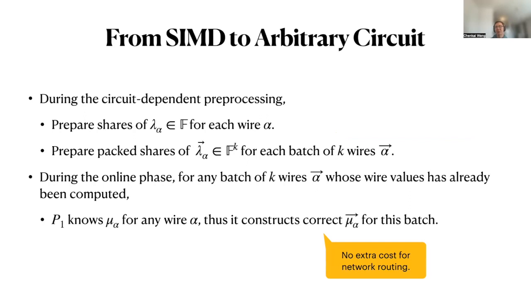During the online phase, for any batch of k wires alpha whose wire values have already been computed, as mentioned earlier, P1, as the king party, knows all the values of mu alpha. So it will locally arrange the correct mu alpha with no extra cost during the online phase. And this mu alpha does not reveal any information about the circuit wire values as long as the lambdas are secretly shared.